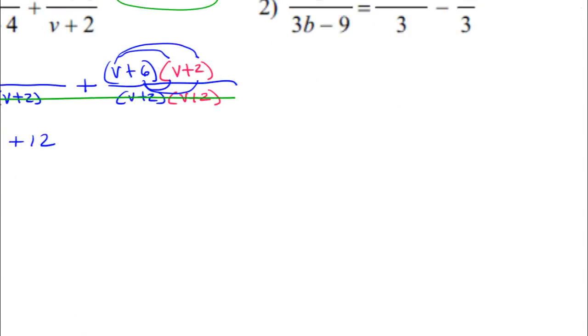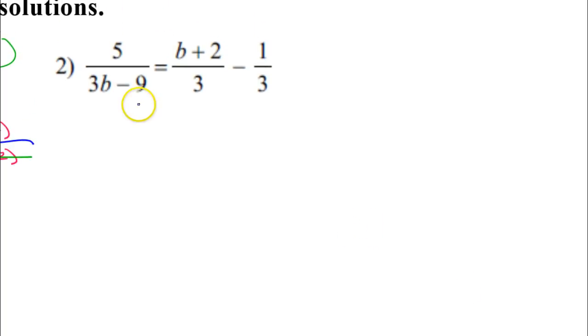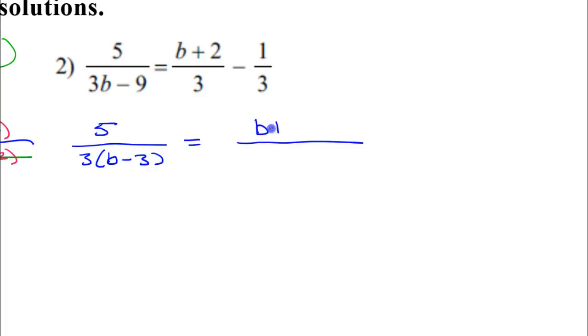I'm going to keep going. Let's do another example. Alright, same strategy. We want the denominators to be the same. So I'm going to start by factoring. So I have, if I pull up the GCF, that's 3 times b minus 3. And here I have b plus 2 over 3 minus 1 over 3.